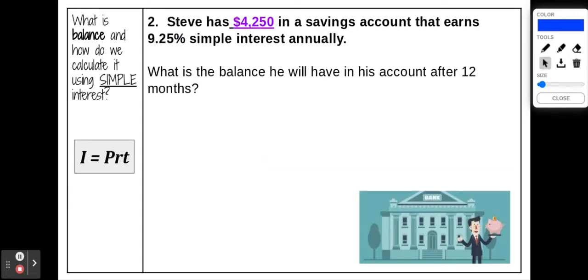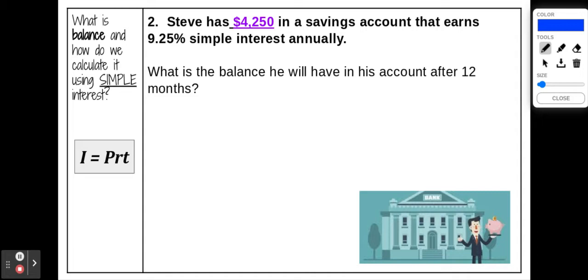Example number 2. Steve has $4,250 in a savings account that earns 9.25% simple interest annually. That is a really high interest rate. Wow. Okay, what is the balance that he will have in his account after 12 months?